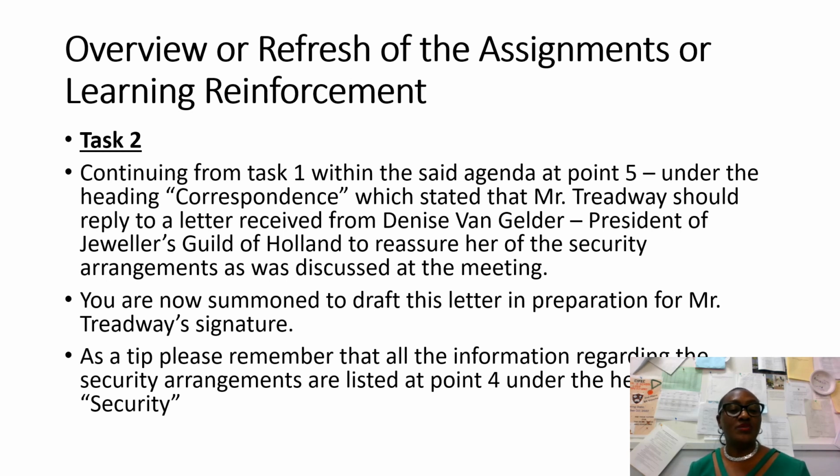You are now tasked with Task 2 to draft this letter in preparation for Mr. Treadway's signature. As a tip, please remember that all information regarding the security arrangements is listed at point 4 under the heading Security.